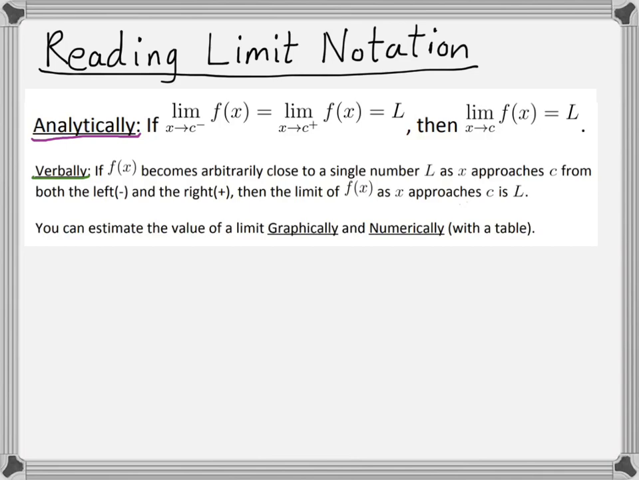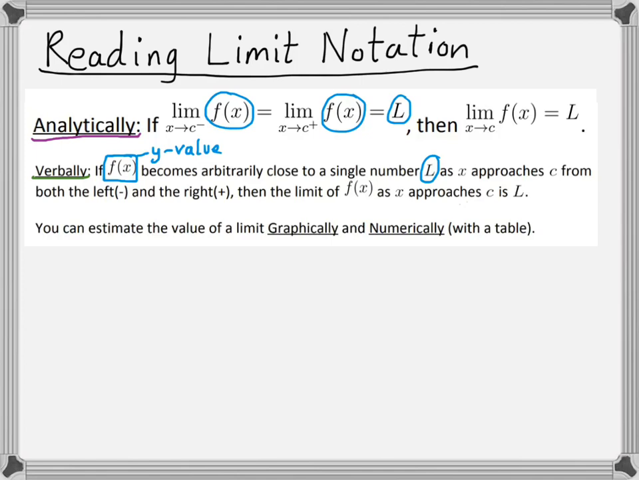So it says if f of x, and remember f of x is referring to the y value, the output of a function, is becoming arbitrarily close to a single number L, then L must be a y value because f of x is getting really close to that single number. It's a specific y value, and you can see those in the equations up above.